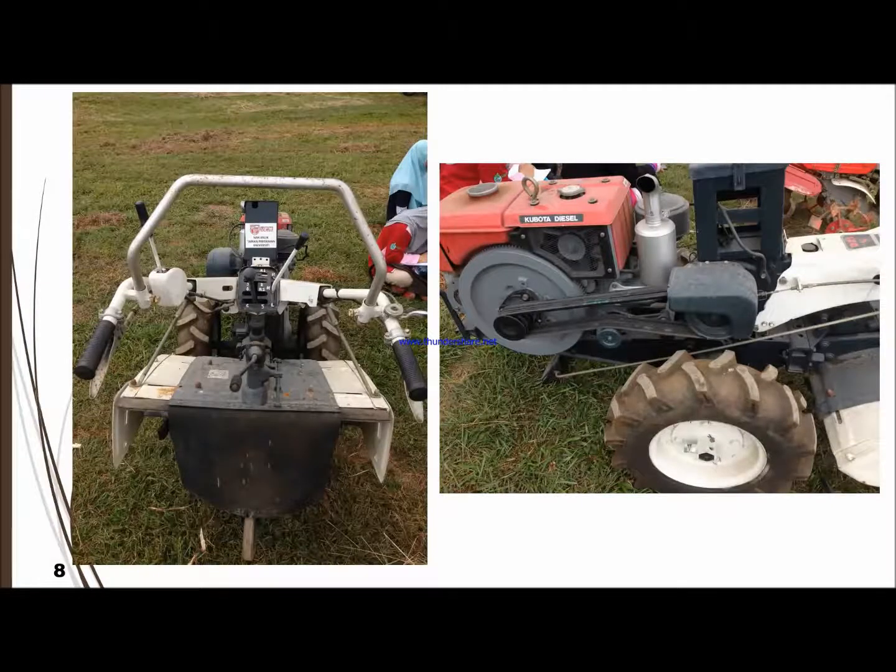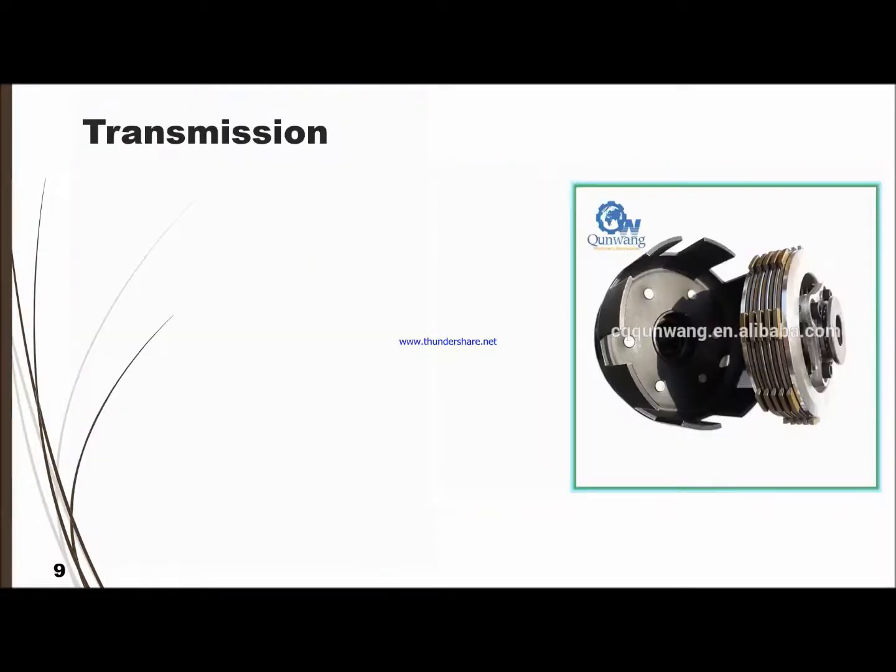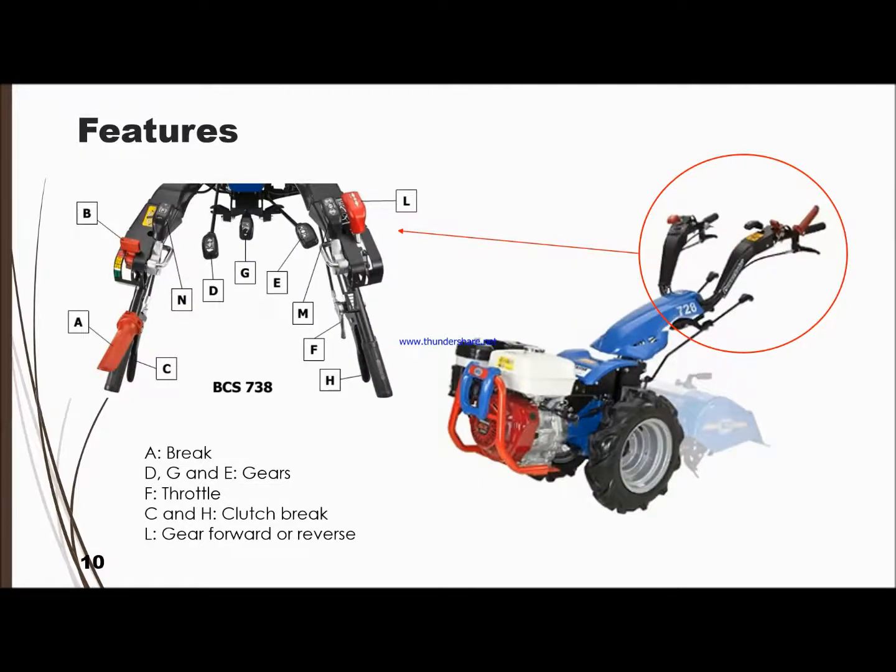Moving along, this is a Kubota, for example, a Kubota IC engine, internal combustion engine. This belongs to the TPU. This is an example of the machine that we are going to use for our training. If you look at the transmission, these are the main features that you are going to learn: how to handle the brake, gears, throttle, clutch, brake, and gear forward and reverse.